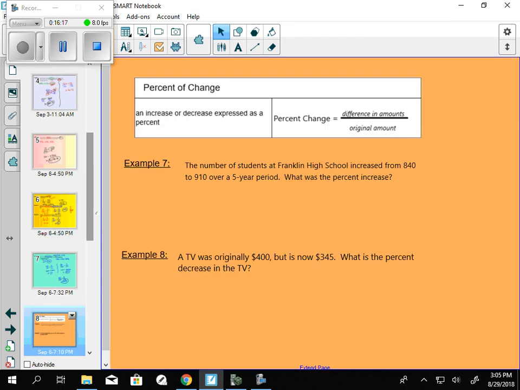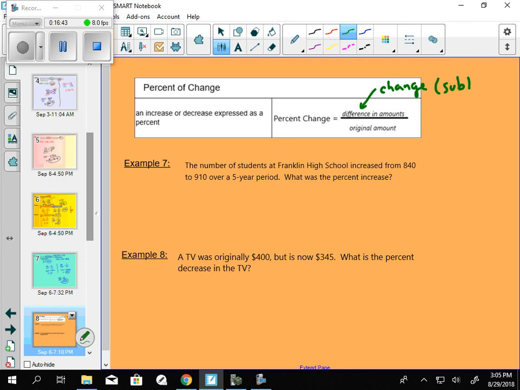All right, percent change, an increase or decrease expressed as a percent. So when you're doing percent change, you want to find the difference in the amounts and put it over the original amount. Difference means what's the change. Unless they already gave you the change, then you would just put that change on top. But if they give you the new amount and the original amount, then you're going to want to subtract those to get the change. So you have to find the difference amount over the original amount.